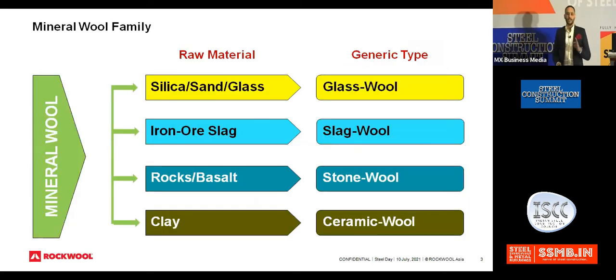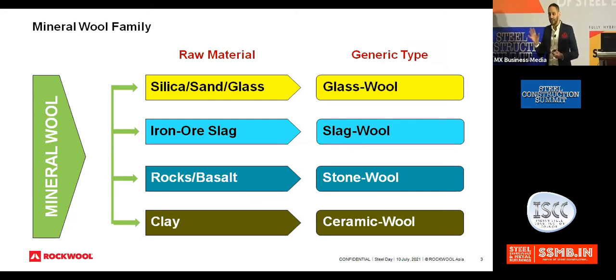Moving on. There is another very common term and a lot of misconception here as well. A lot of people ask for mineral wool, saying they want mineral wool of so-and-so density and so-and-so thickness. Again, let me clarify: there is no material called mineral wool. Mineral wool is the name of the family of fibrous insulation materials. So all the materials that you are seeing on the screen, glass wool, slag wool, stone wool, or ceramic wool, they all fall under the mineral wool family.